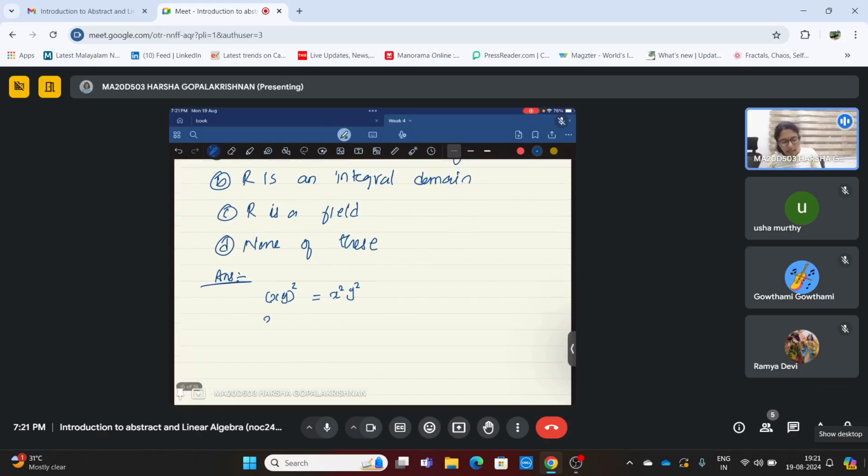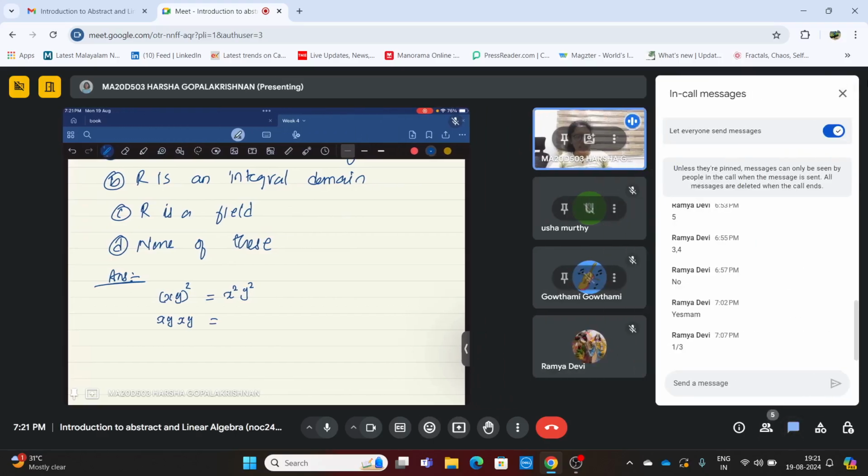So how can I write this? xy, xy. Okay? In the same way, what can I write in the right hand side? Can anyone tell? Instead of x square y square, how can I write? What is in the right hand side? x square means x into x, right? This is x, x, y, y. Correct?